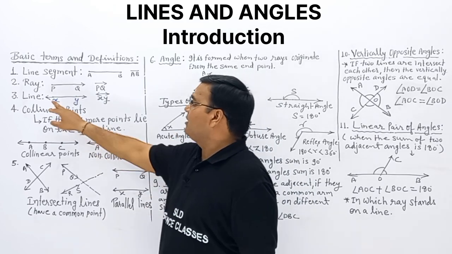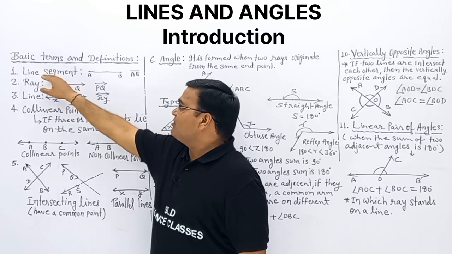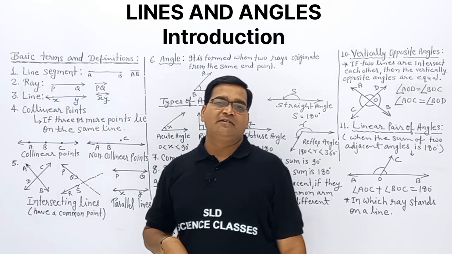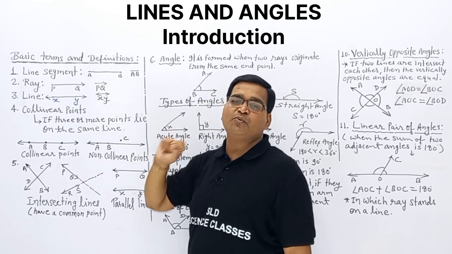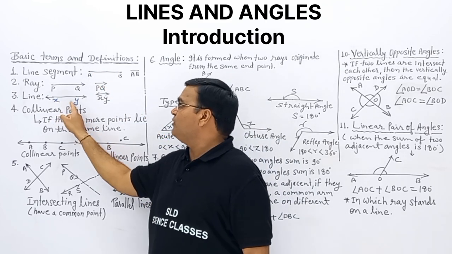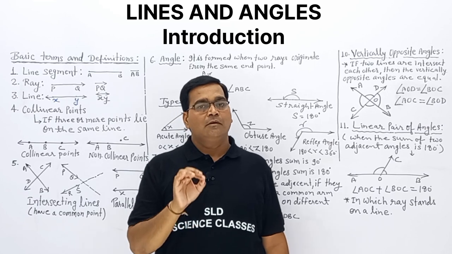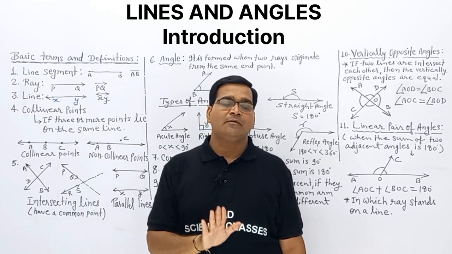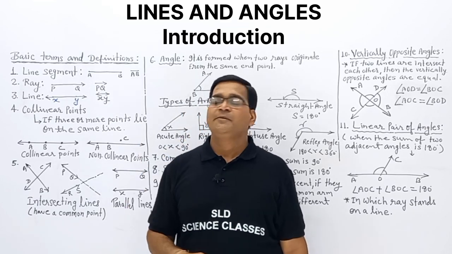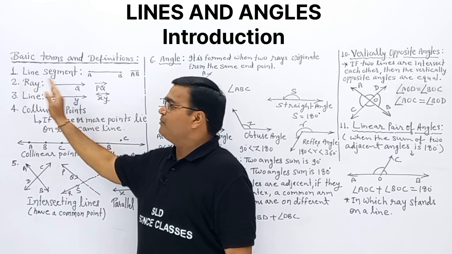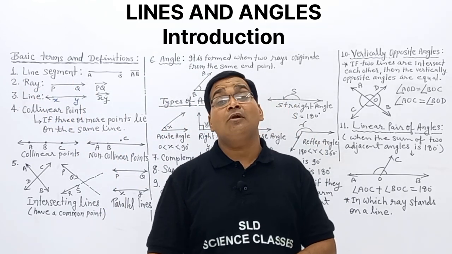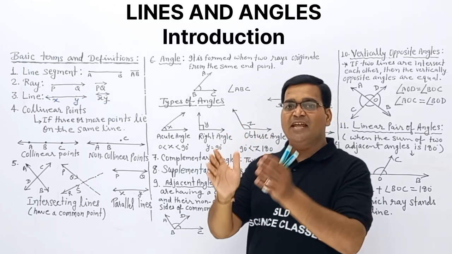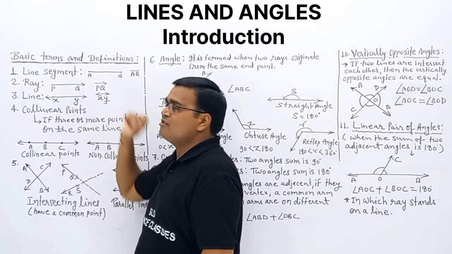But what is the line? Line segment and line are different. In a line segment we have two endpoints, but in a line we do not have endpoints. We can go indefinitely towards the left and towards the right. No fixed length, that is a line. Once we have a fixed length, that is the line segment.